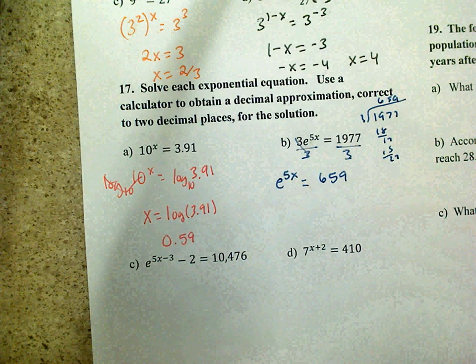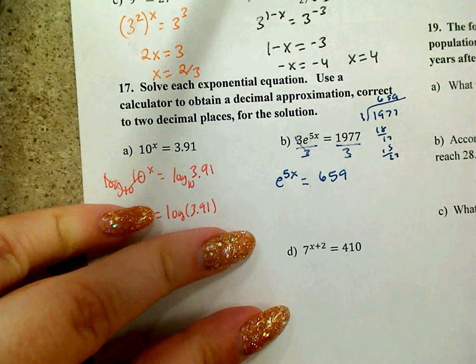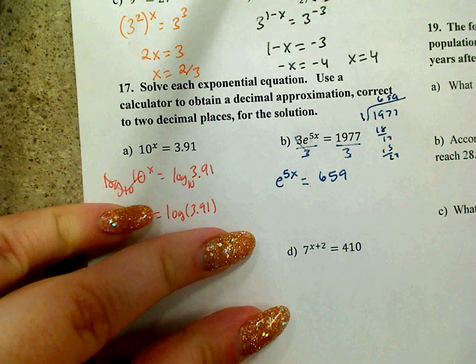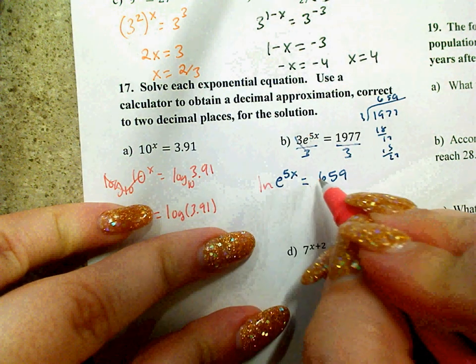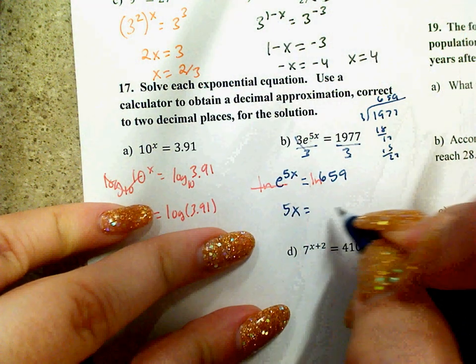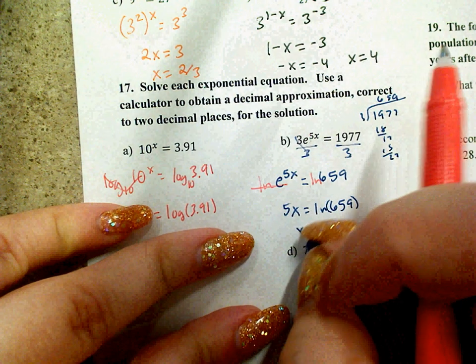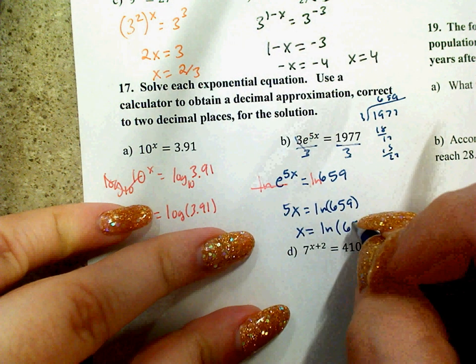Okay, so 659. And then the inverse of an exponential base e is a natural log. So we're going to take the natural log of both sides. And those two simplify each other out. So I'm left with 5x equals the natural log of 659. And then we're going to divide by 5. X equals the natural log of 659 divided by 5.